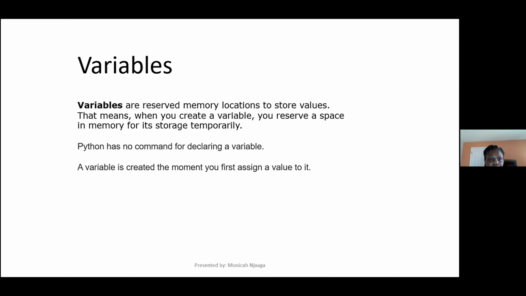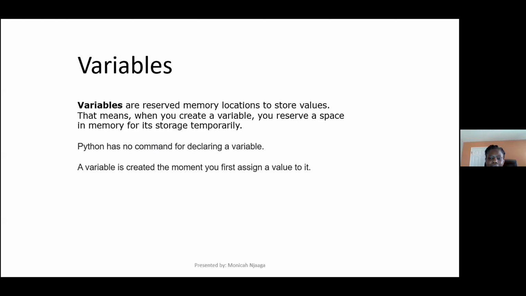And as you probably know by now, I'm sure a few of you have done your homework, or if not at all, there is no command for declaring a variable. You just pick a name and give it a value, and that becomes your variable. So a variable is created the moment you first assign a value to it. And if you can remember the first assignment, I believe it was name that you declared as a variable, and then you call the function input. So I believe by now everybody has created a variable.